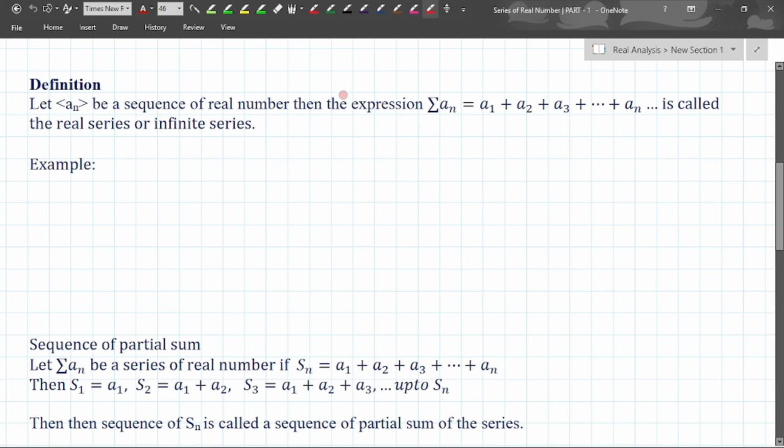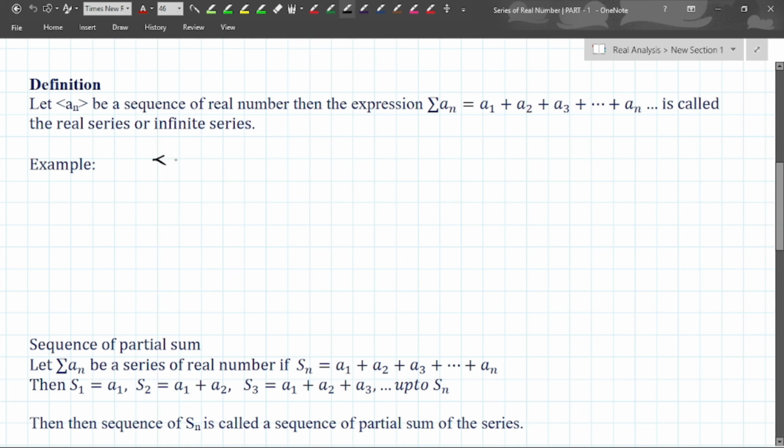So from here, what is the definition? Let an be a sequence of real numbers, then the expression, the summation of an, that is a1 plus a2 plus a3 up to an, and then the next term after an, is called a series or real series, or we can say an infinite series also. Okay, we can have some examples of series.